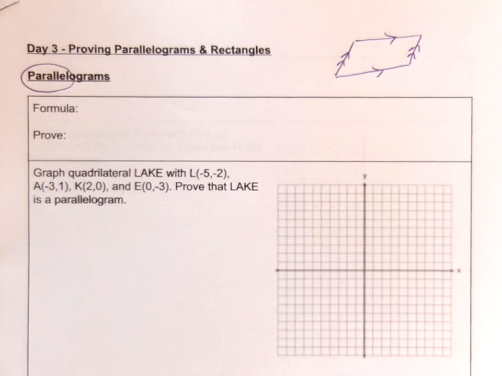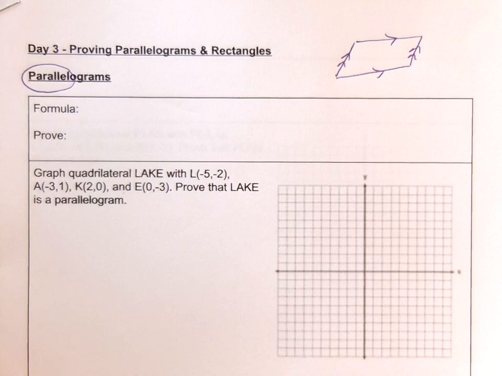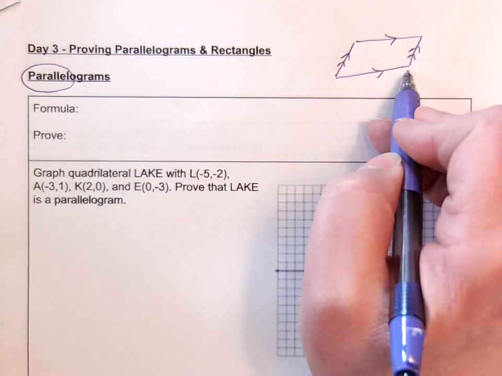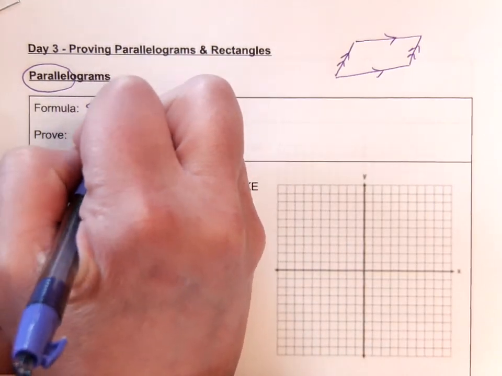opposite sides are parallel. Now we've talked about with the right triangles that if two sides make a right angle, then those slopes are going to be the opposite reciprocals. Now, in order for lines to be parallel, the slopes are going to be the same value. So our formula is going to be the slope formula.